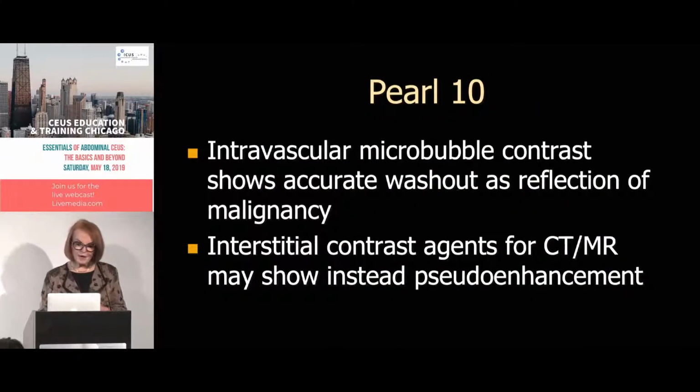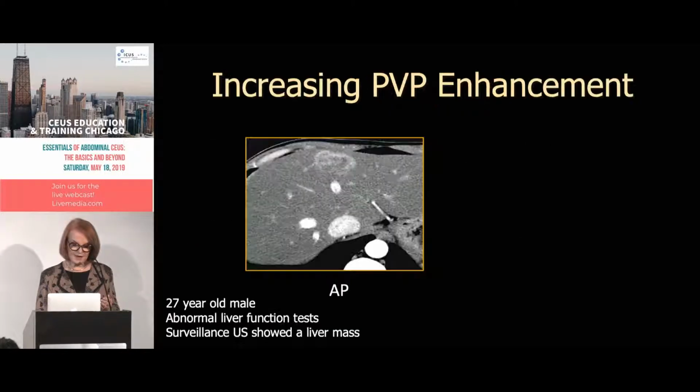Now, pearl number 10: intravascular microbubble contrast agents show accurate washout as a reflection of malignancy, whereas CT and MR scan using interstitial contrast agents may show instead pseudo-enhancement. And so way back at the time when Peter and I were working together doing all those cases, we realized this discordance between CEUS and CT and MR scan. And this was the case that really started us off.